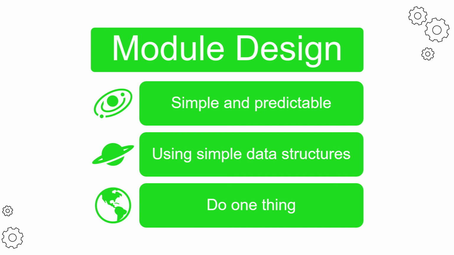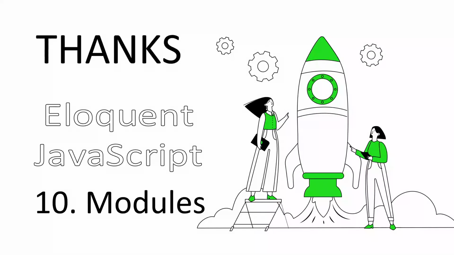And then next, use simple data structures. That means if you can achieve your purpose with an array, don't use a graph. It's not necessary to make it more complicated. And finally, it would be better if your module focuses on one purpose or one function. Okay, one module provides one function, so that it's clear, it's simple, right? And that's all for modules.